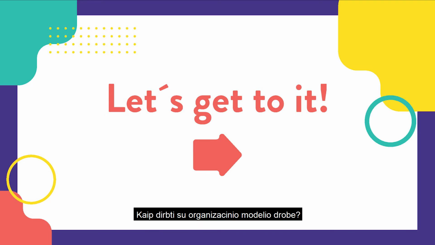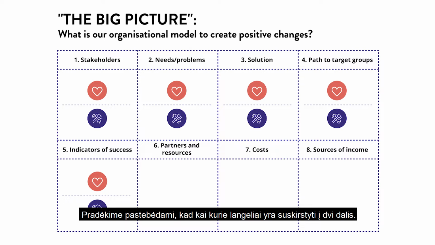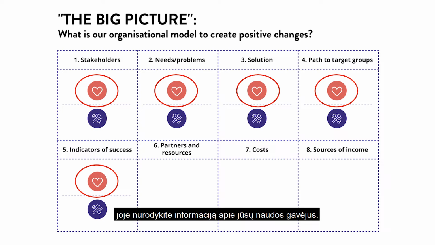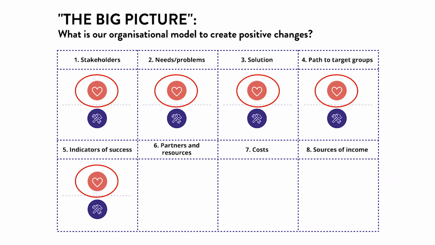So how should you work with the organizational model canvas? Well, let's start by noticing that some of the cells are divided into two. If a part of a cell has been marked by a sign showing a heart, please write there relevant information about your beneficiaries. Your beneficiaries are the people who benefit from what you do. For example, the people who participate in the programs that you organize, or your organization's members.